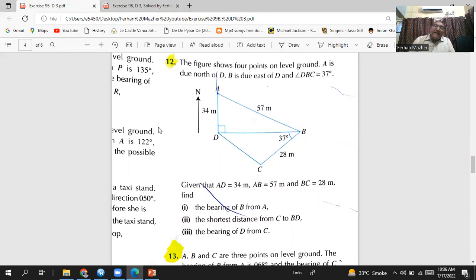They want you to find that. So it's a right angle triangle. Can you see this ADB triangle is a right angle triangle? So I will try to find this angle. Cos of this angle is equal to 34 divided by 57, base by hypotenuse. Once I know this angle, then I can find this angle. It's a straight line, so from 180, I will subtract this angle and I will get this angle. That will be the bearing of B from A. Let me show you.